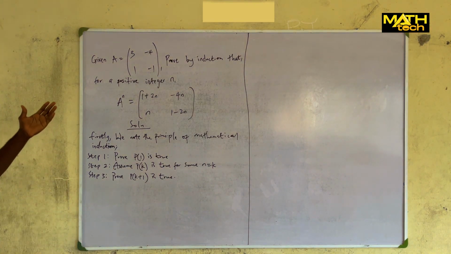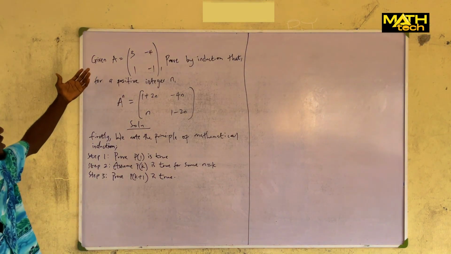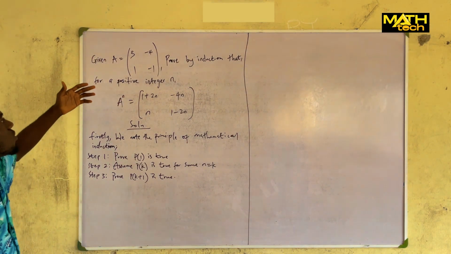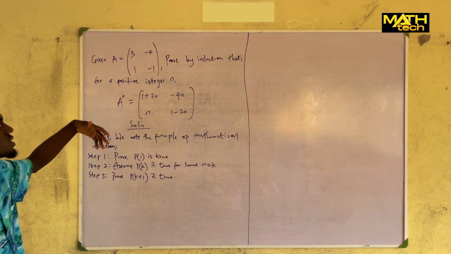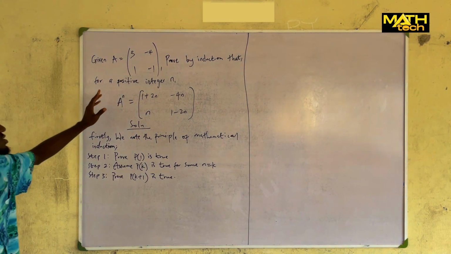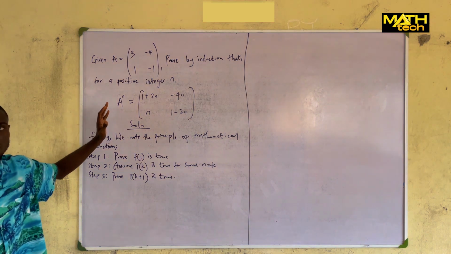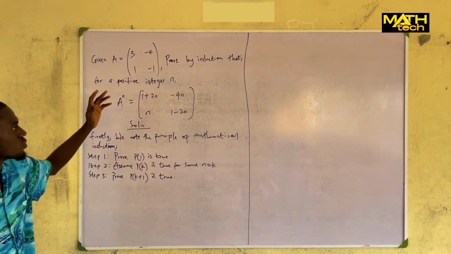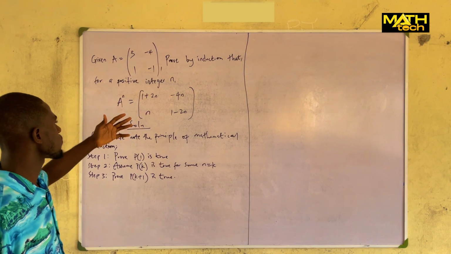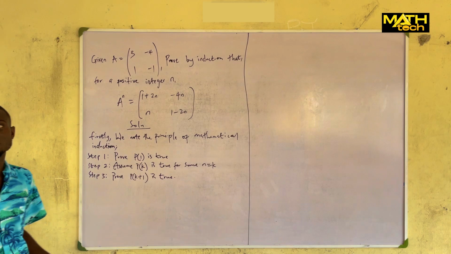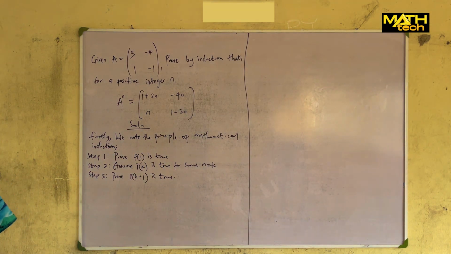So this is a simple question. Given the matrix A, and A contains 3, -4, 1, -1. We are asked to prove by induction that for a positive integer n, the matrix A raised to the power n is equal to 1 plus 2n, -4n, n, and 1 minus 2n.